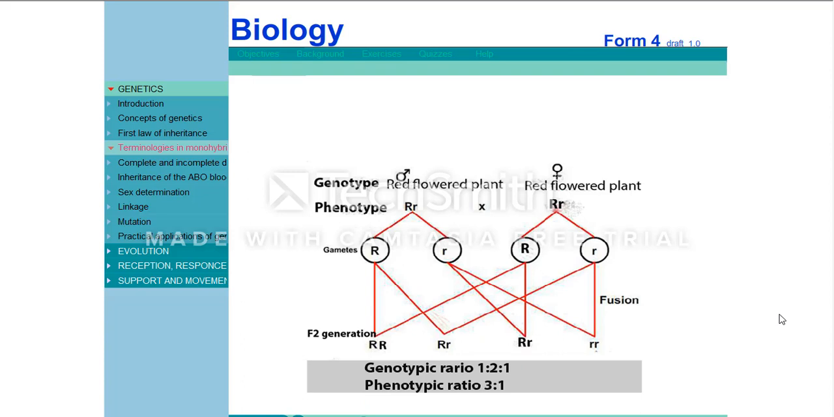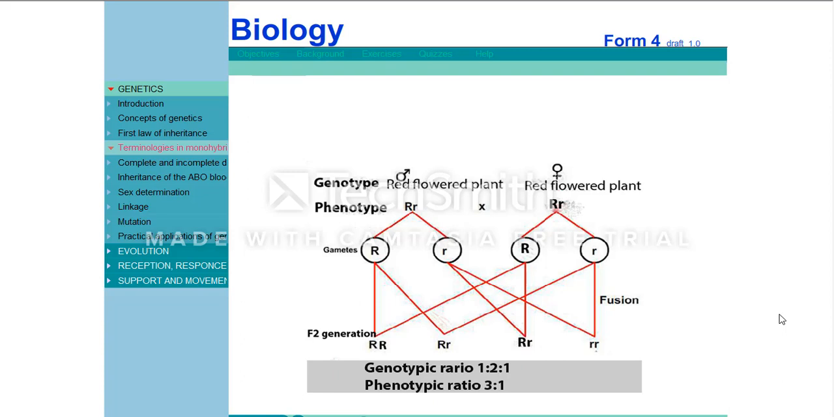Homozygosity. This is where the two alleles in a genotype are similar. For example, double capital T or double small t. Heterozygosity. This is when the two alleles in a genotype are different. For example, capital T and small t.